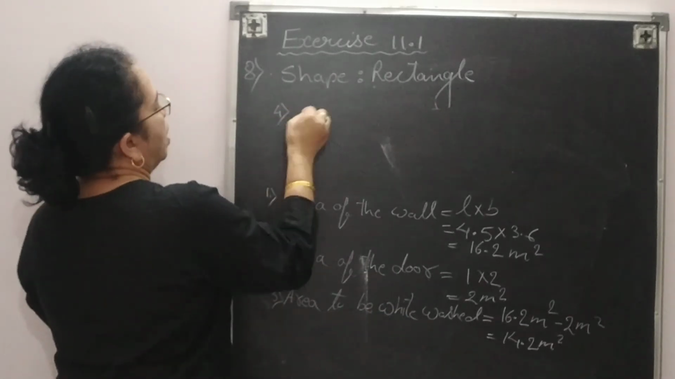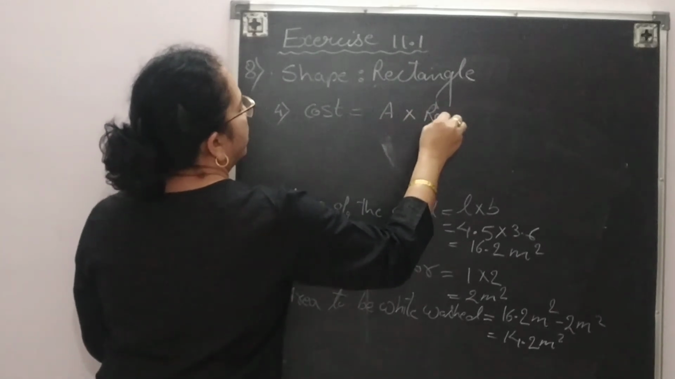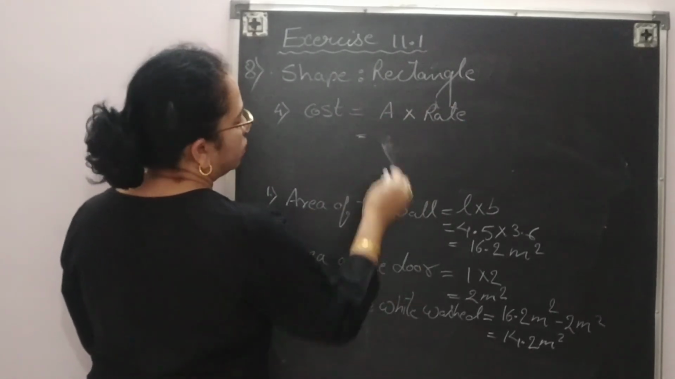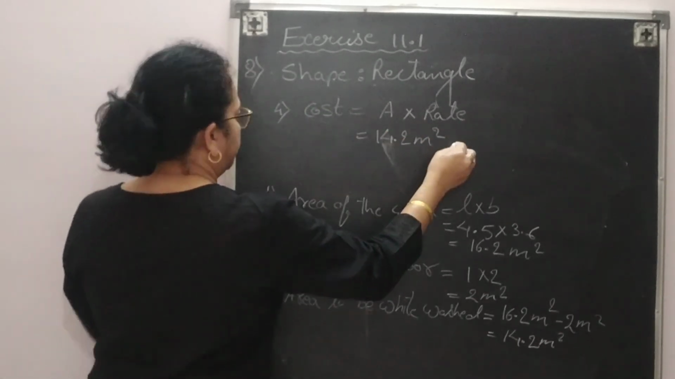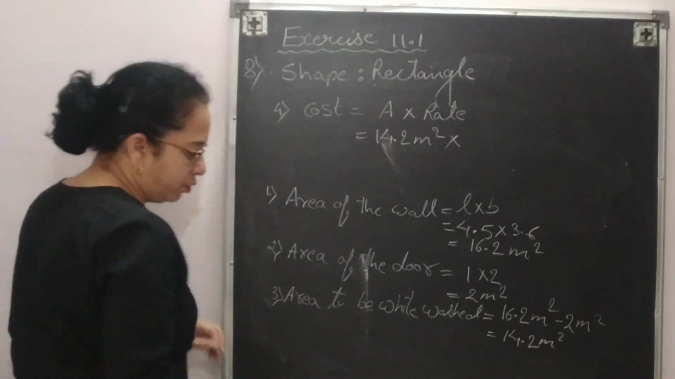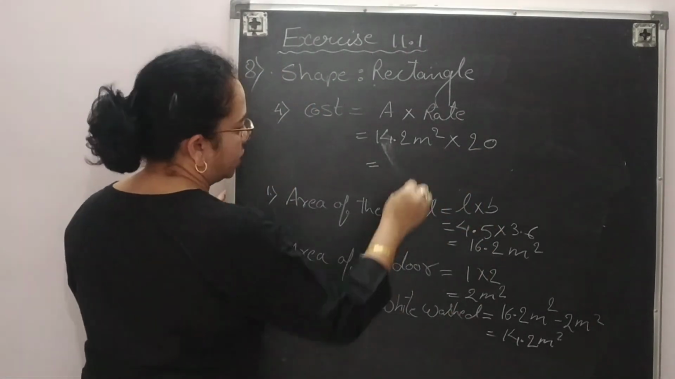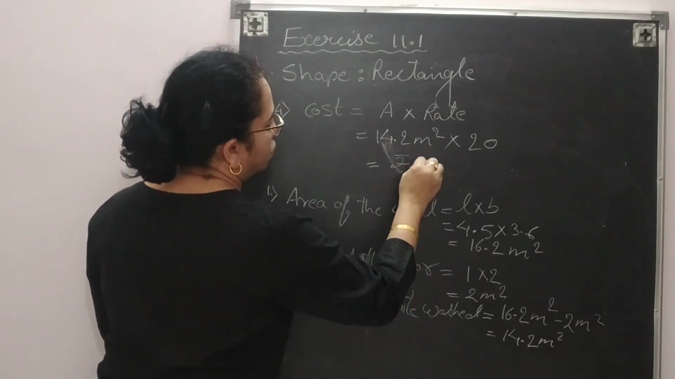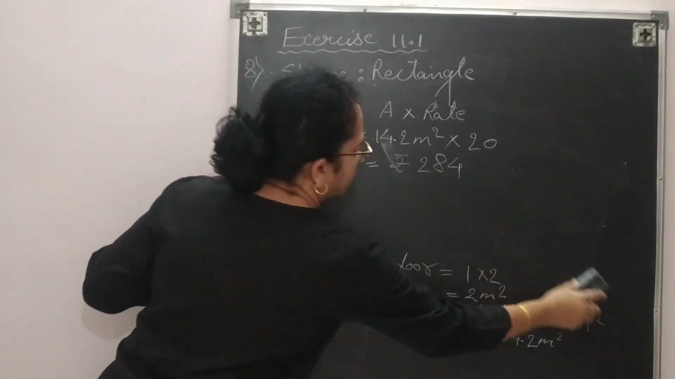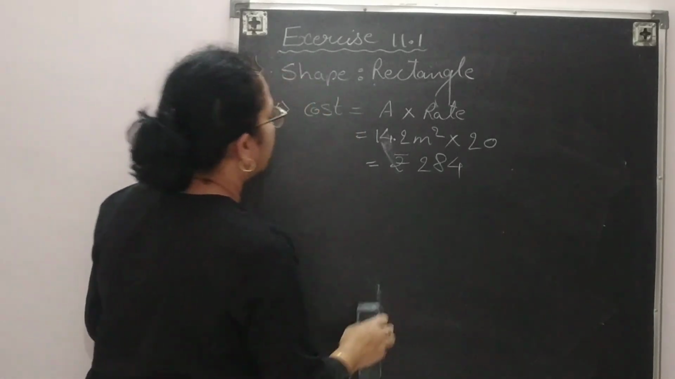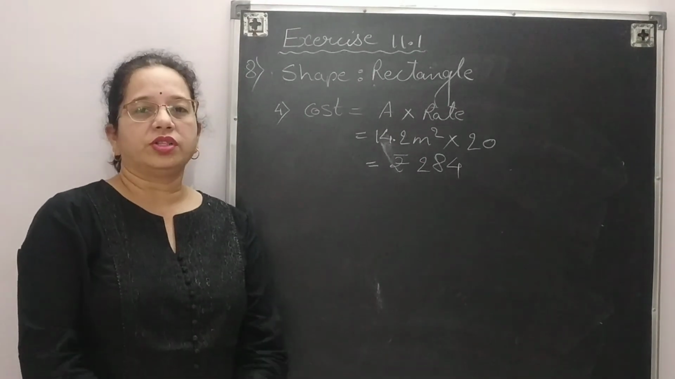Fourth step. So how to find out cost? Always we multiply area with rate. So how much area to be painted? 14.2 meter square. And what rate is given here? Rupees 20 per meter square. So multiply these two. You will get rupees 284. So this way question number 8 we have covered and completed in 4 steps. Thank you for watching today's video.